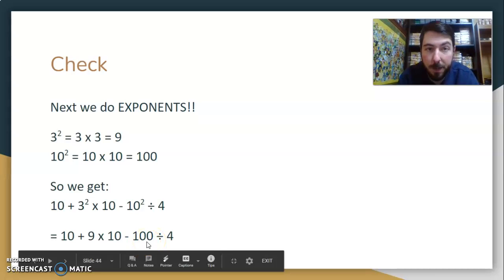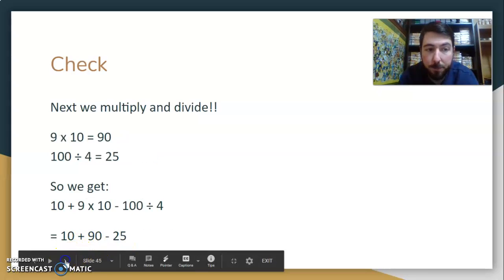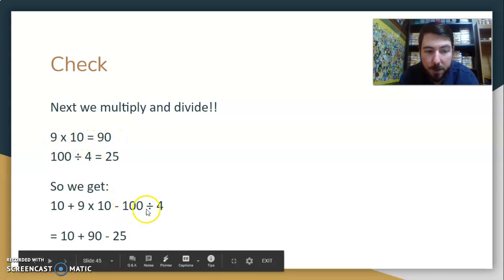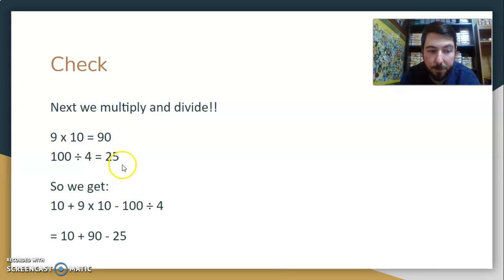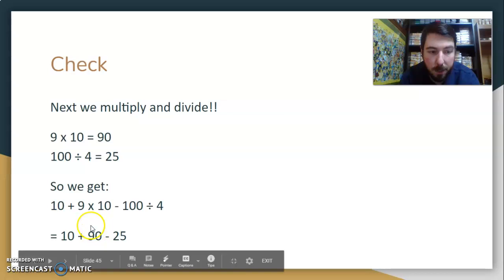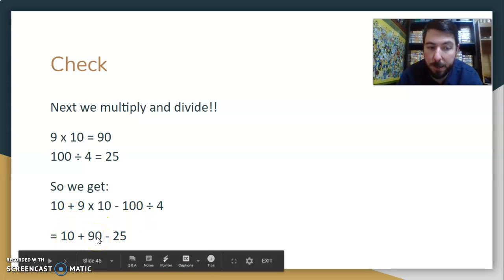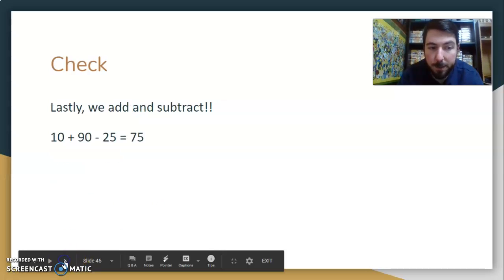Next we do our dividing and our multiplying. Again, we can do that in the same step. We just go from left to right how we see them in the equation. So we had 9 times 10, which equals 90. And we had 100 divided by 4, which equals 25. Now we can take these two numbers and replace them in our equation. We get 10 plus 90 minus 25. Now we do our adding and our subtracting, and again we can do that in the same step. So we get 10 plus 90 equals 100, minus 25 equals 75.